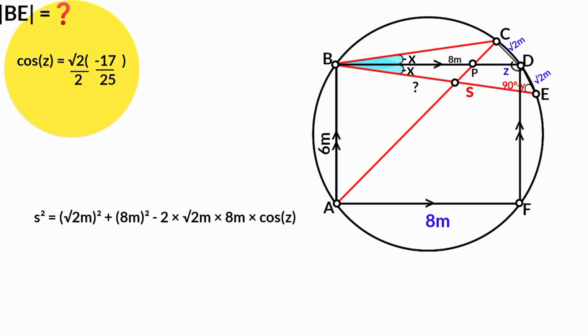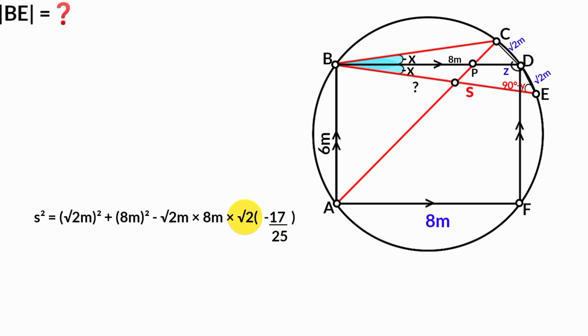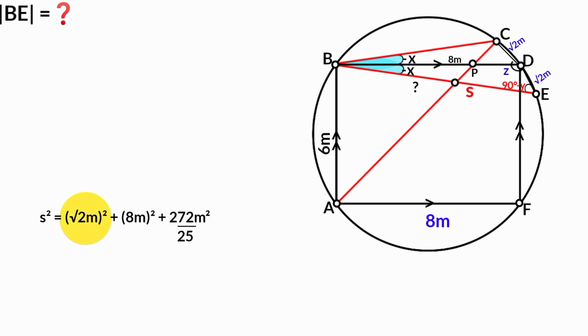Recall, cos z here is root 2 over 2 open bracket minus 17 over 25. Substitute here. This 2 cancels this 2. This root 2 meters times this root 2 is 2 meters. 2 meters times 8 meters is 16 meters squared. 16 meters squared times this minus 17 is minus 272 meters squared. This minus times this minus is plus. This (root 2 meters) all squared is 2 meters squared. (8 meters) squared is 64 meters squared. 2 meters squared plus 64 meters squared is 66 meters squared.